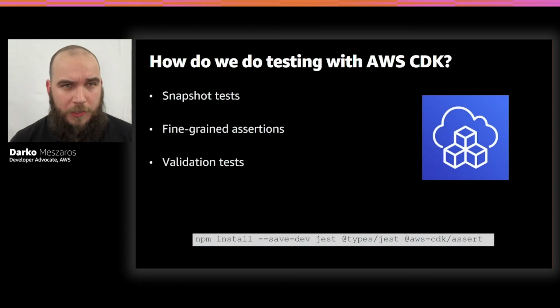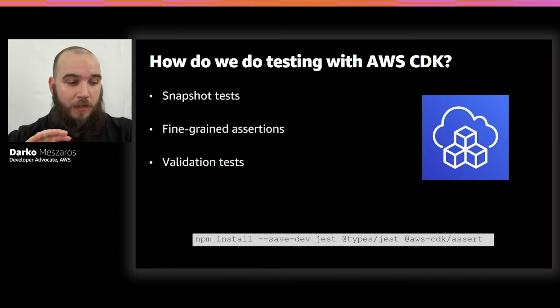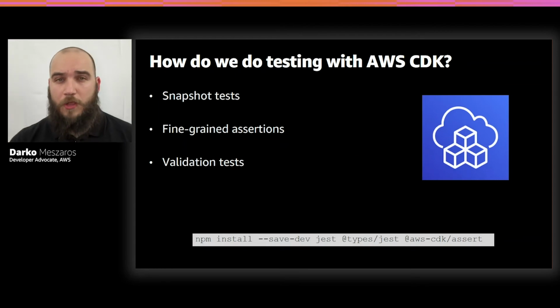Okay, so recap. CDK, the way we can do it: snapshot tests, we can do fine-grained assertions, and also we can do validation tests. Now, I haven't talked about validation tests here. Validation tests are just a generic programming way of defining things. You create a little conditional within your code that, for example, the message retention period must be between these two values, and if somebody changes it down the line, it will fail. But again, not a framework-specific thing.